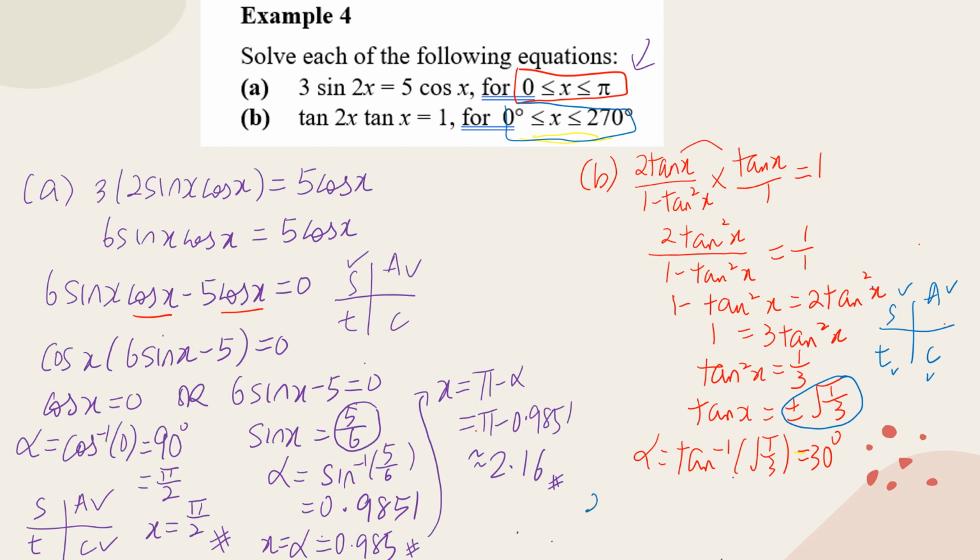So the first answer will be x equals alpha, which is just 30 degrees. Second answer is from the second quadrant, which is 180 minus alpha, and that is 180 minus 30, giving you 150 degrees. Third quadrant will be 180 plus alpha, which is 180 plus 30 gives you 210 degrees. Right, and we can stop there because the range is only up to 270, up to the third quadrant.